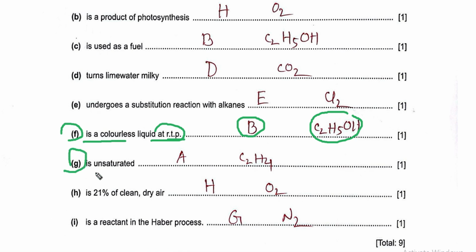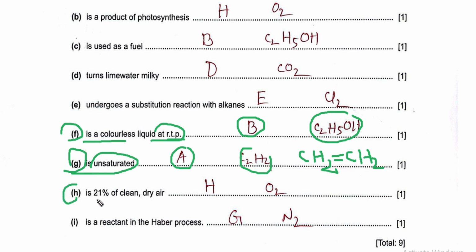And Z is an unsaturated molecule, ethene. Ethene is CH2 double bond CH2, so ethene contains a carbon-carbon double bond, that's why the ethene molecule is unsaturated. And number H is 21% of clean dry air. Dry air has 21% oxygen and 78% nitrogen, so here 21% will be oxygen, that means H.